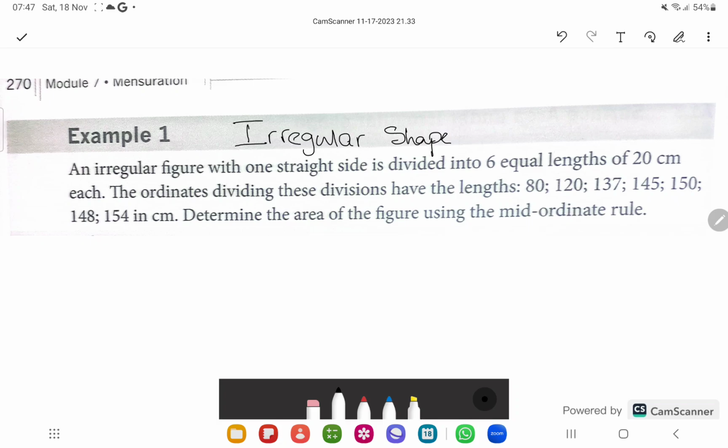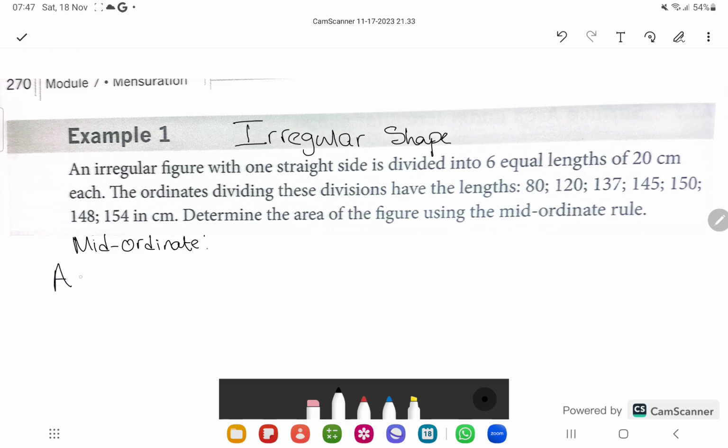However, when you have mensuration, remember they can ask you about the volume, the area, and the total surface area of a particular shape. But this time around, we are going to talk about an irregular shape, or we call it the mid-ordinate rule. So what does it say?